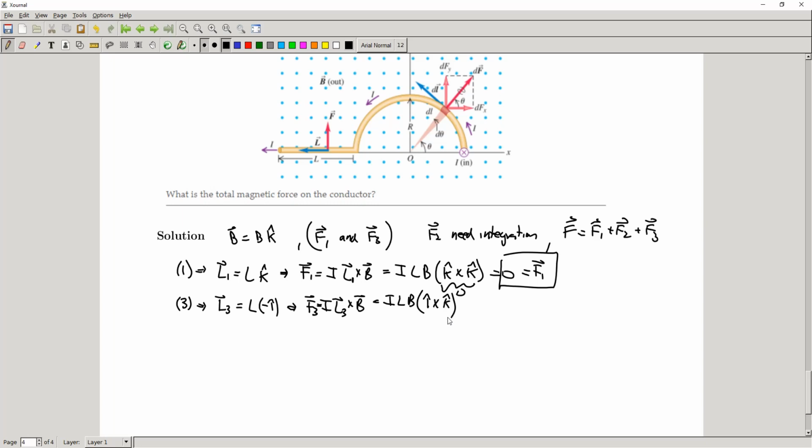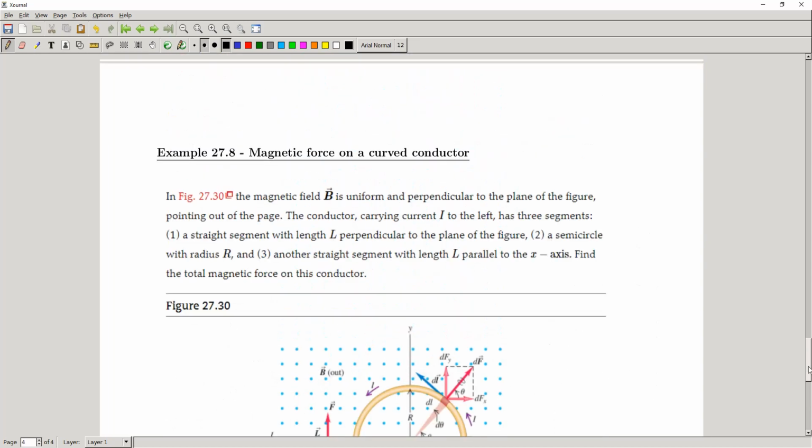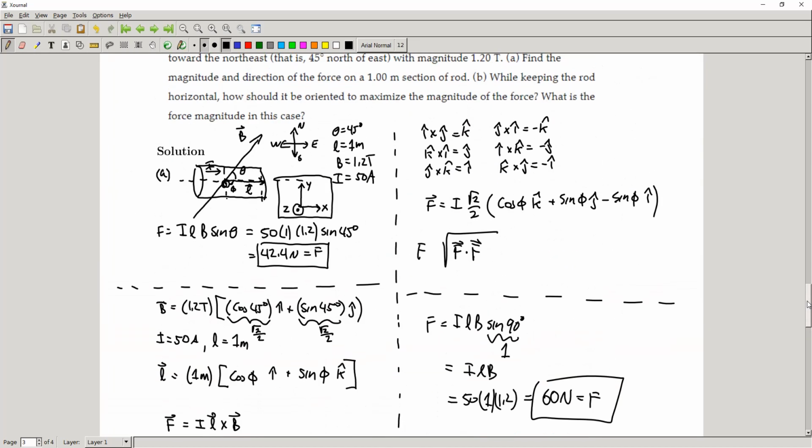I hat cross K hat is equal to negative J hat, okay? Negative J hat. And this is just from the stuff I wrote down before here that we should all kind of have set to memory kind of thing. You can always remember it because it's kind of like a permutation, right?